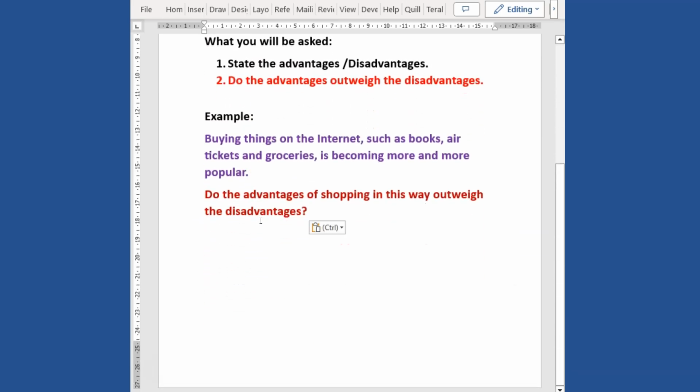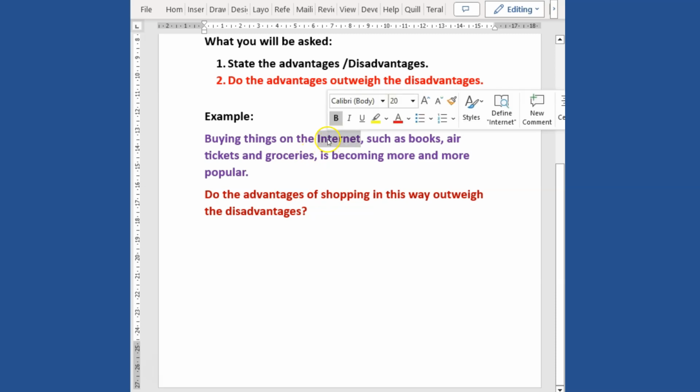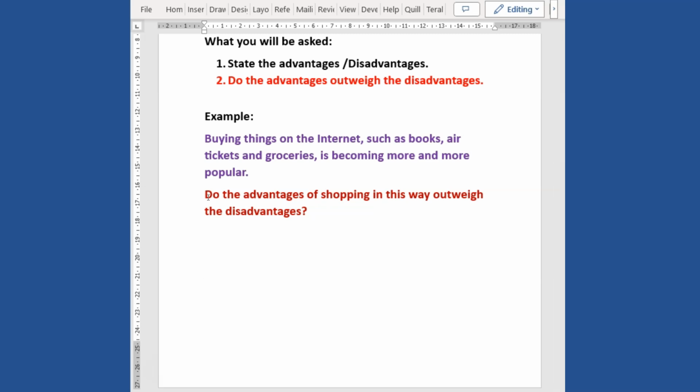Here is the example. Buying things on the internet, such as books, air tickets, groceries, is becoming more and more popular. Do the advantages of shopping in this way outweigh the disadvantages? So the question is saying that there are a lot of people buying things on the internet now. So buying things on the internet is becoming more and more popular. Do you think the advantages of buying things online outweigh the disadvantages?